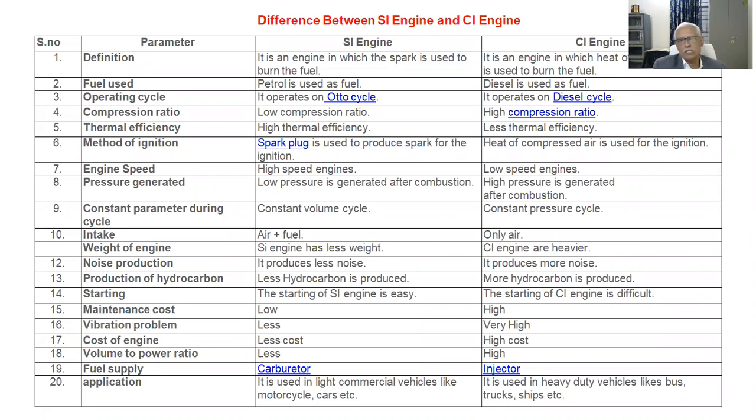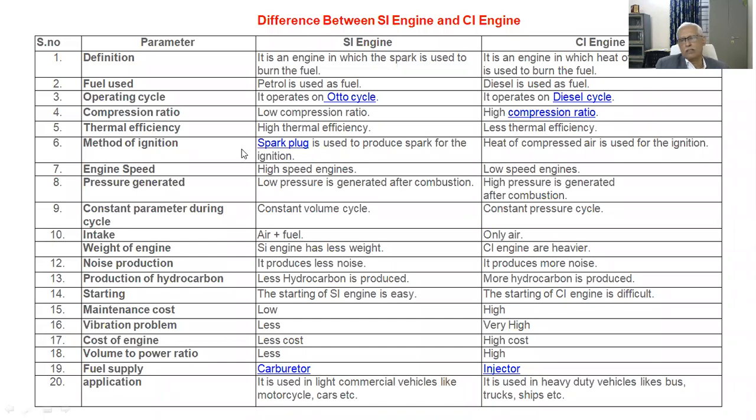So next is the operating cycle. Just now we discussed the two cycles. One is the Otto cycle, on which the SI engine, the petrol engine, works. The other one is the diesel cycle, on which the CI engine, the compression ignition engine, works. Then compression ratio. In the SI engine, the compression ratio is very low, a maximum of 14, but normally it will not go up to that. Anything around 11. In diesel engines, the compression ignition engine, it is very high, anything from 22 to 26.